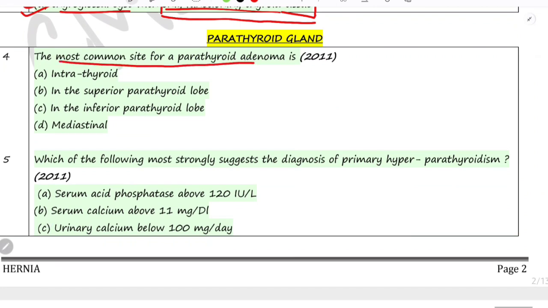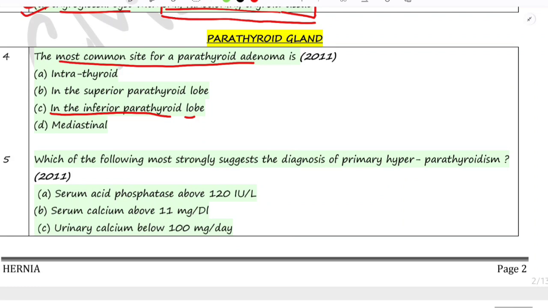The most common site for parathyroid adenoma is, so the most common site for parathyroid adenoma is the inferior parathyroid lobe. Parathyroid adenomas are most commonly found in the inferior parathyroid gland. These glands develop from the third pharyngeal pouch, which makes them more variable in location and prone to ectopic positions.